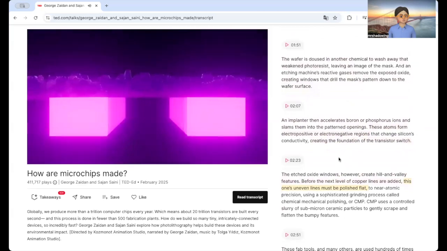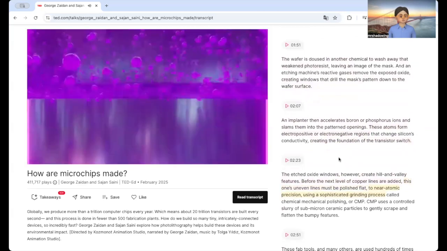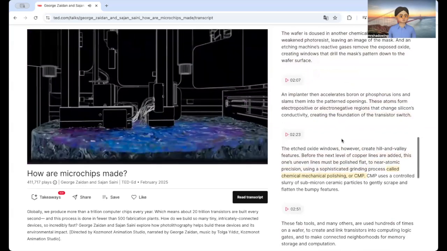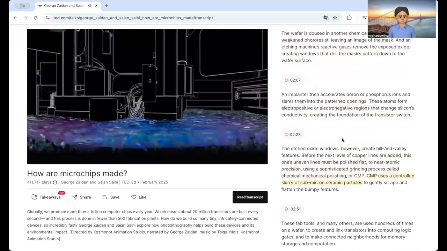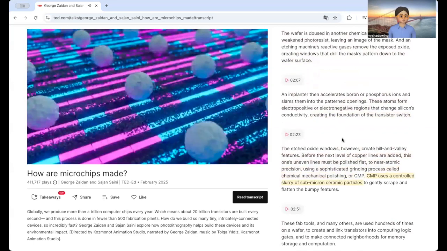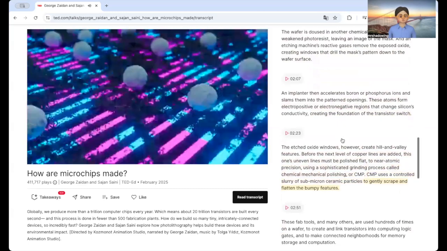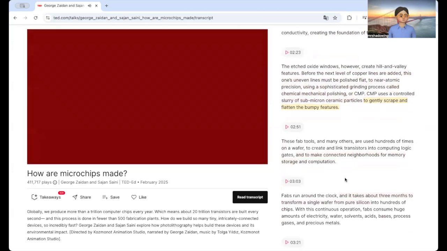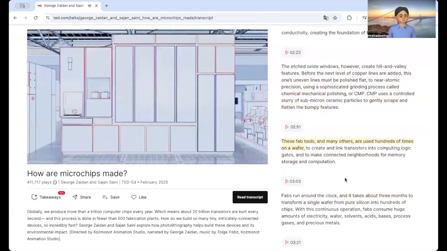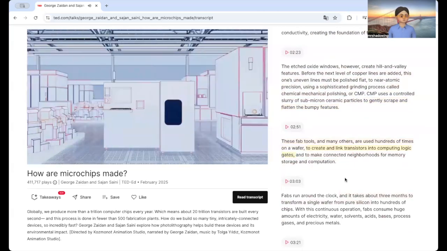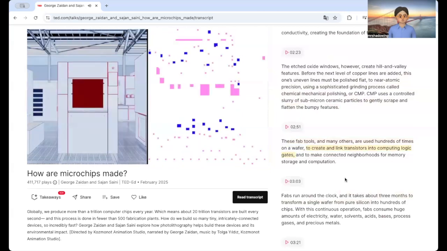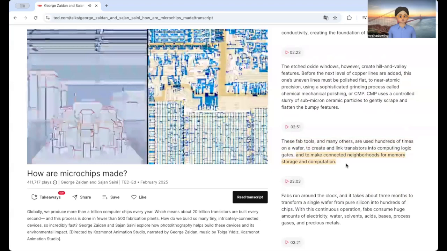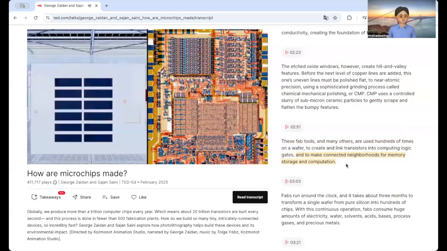These uneven lines must be polished flat to near atomic precision using a sophisticated grinding process called chemical mechanical polishing, or CMP. CMP uses controlled slurries of submicron ceramic particles to gently scrape and flatten the bumpy features. These tools and many others are used hundreds of times on a wafer to create and link transistors into the computing logic base and make connected neighborhoods for memory storage and computation.